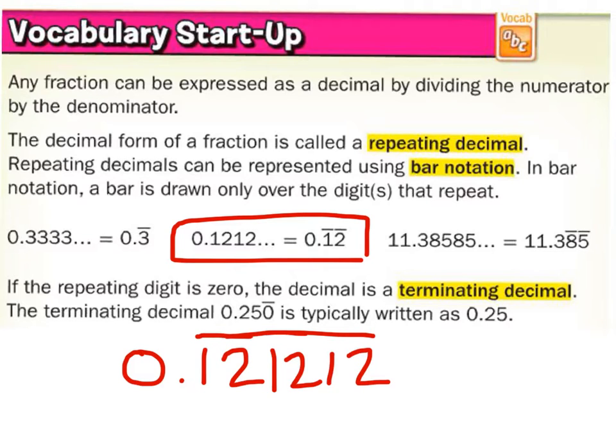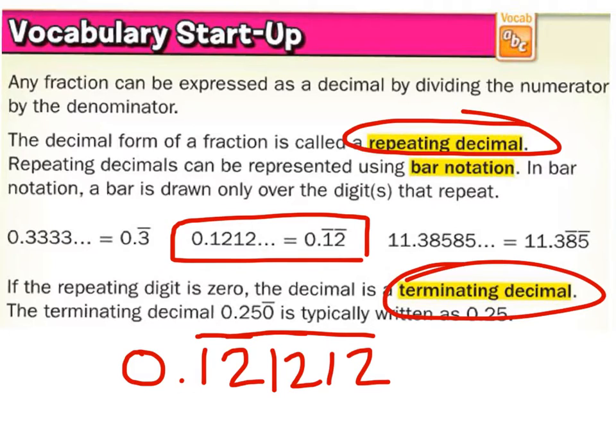All right. And again, repeating decimals and terminating decimals. What type of classification would this be? Dot, dot. Repeating decimal. At least rational.